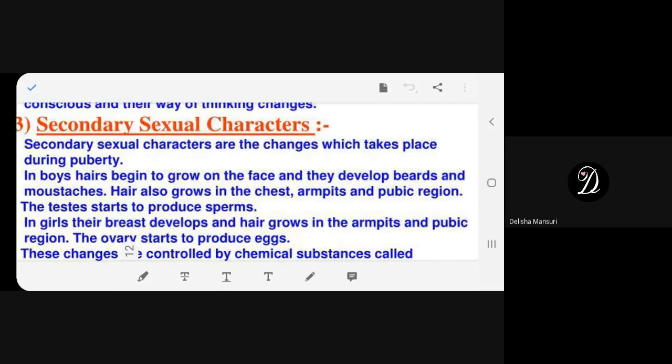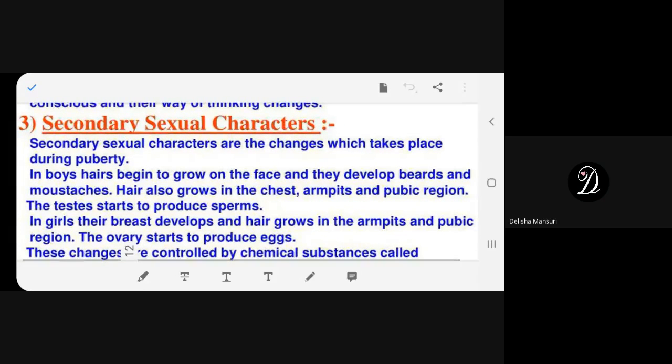Secondary sexual characters. It's very important. I think the time is up. Just check your time, beta. It's 9:30. Is it? So it needs time. Secondary sexual characters need more of explanation. So we will take it up next lecture. What do you say? You won't be able to finish it.